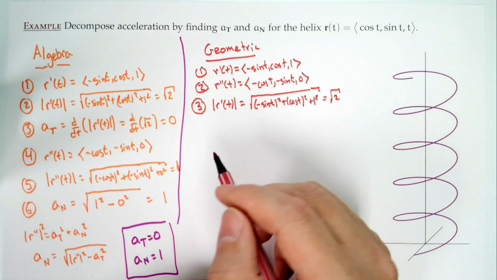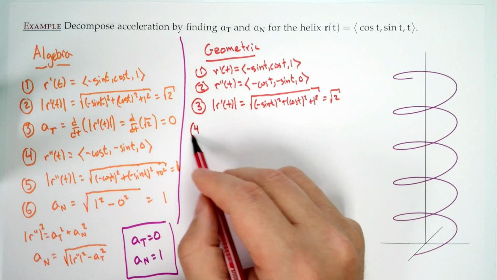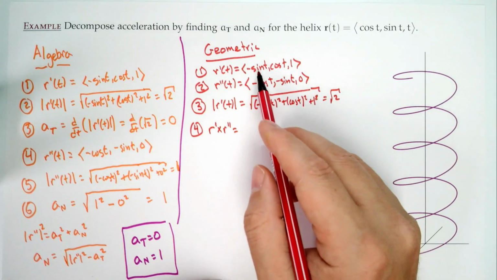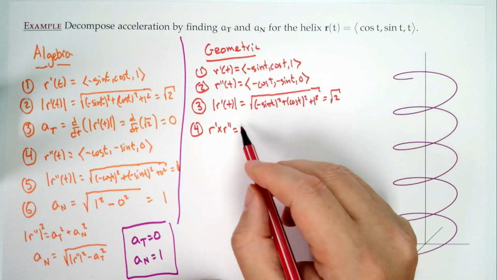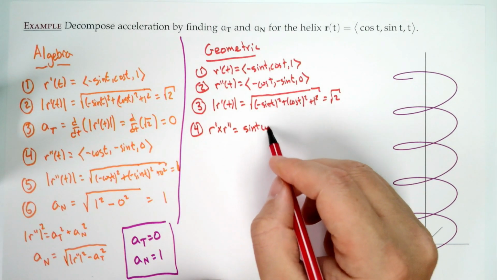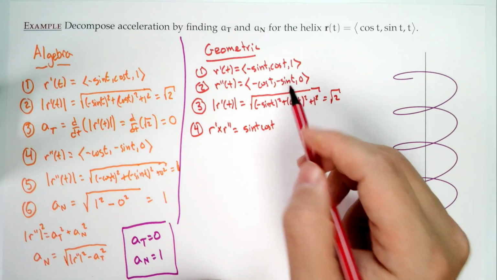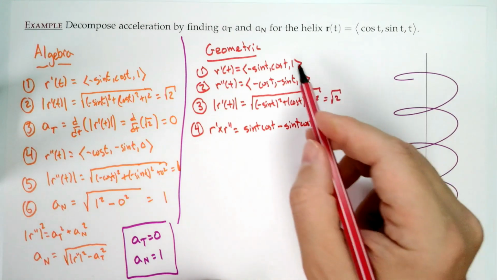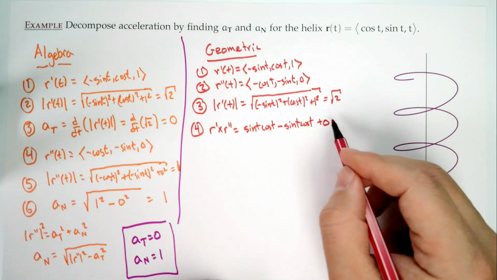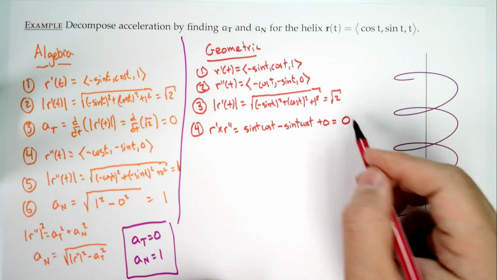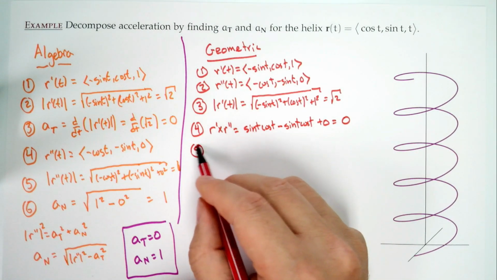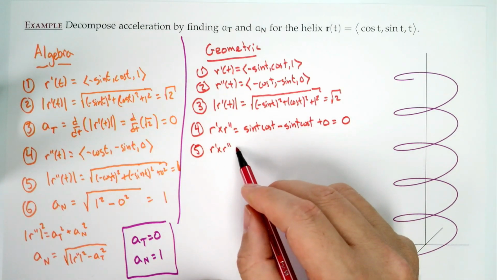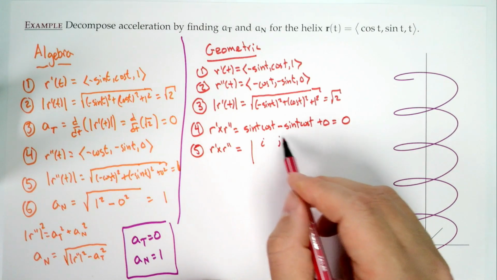All right, and now we're ready to do the dot product. So r prime cross r double prime. In our case, that'll be negative sine times negative cosine, so I'll just say sine t cosine t. Cosine t times negative sine t, minus sine t cosine t. And 1 times 0, which is 0. Put it all together, you get 0. And number 5, the thing we need to do the cross product. All right, so that's i, j, k.